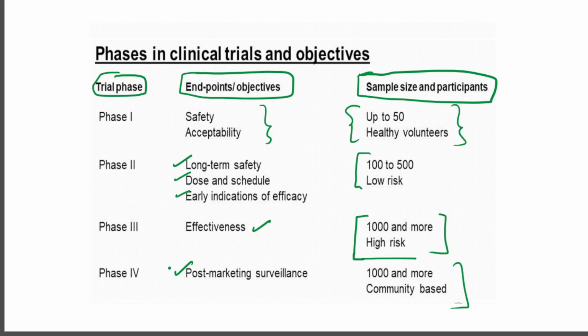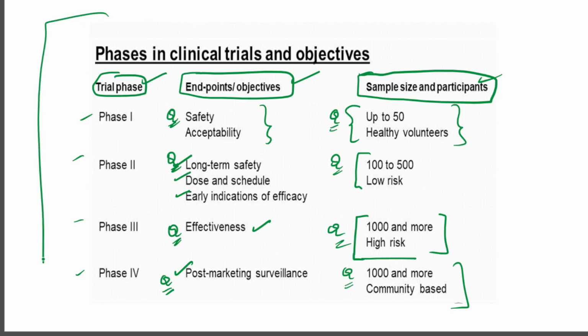So most important are the questions. Each and every phase has been asked as a question. Post-marketing surveillance was a question. Effectiveness in phase 3 was a question. Long-term safety was a question. And our question, the safety and acceptability in phase 1, is itself a question. And they have also asked many times regarding the number of volunteers in each phase. So all the students, I request them to be well versed with the phases, with the objectives and with the sample size. This chart has to be fixed in the brains.